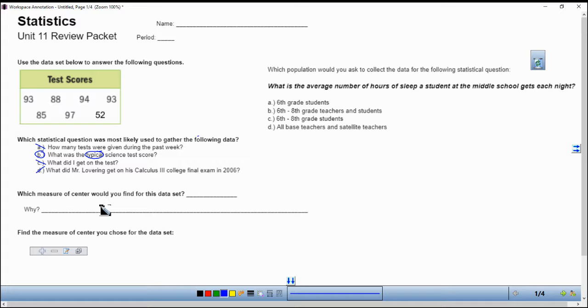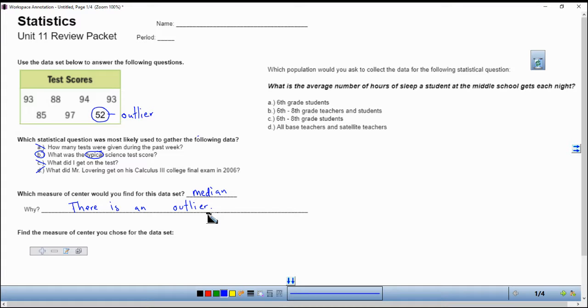Which measure of center would you find for this data set? Well, looking at the numbers, 52 is definitely an outlier. That's what you're looking for when you're trying to answer that question. So we would use the median. And why would we use the median? Because there is an outlier. Okay. Then it says find the measure of center. So we're actually going to find the median right here.